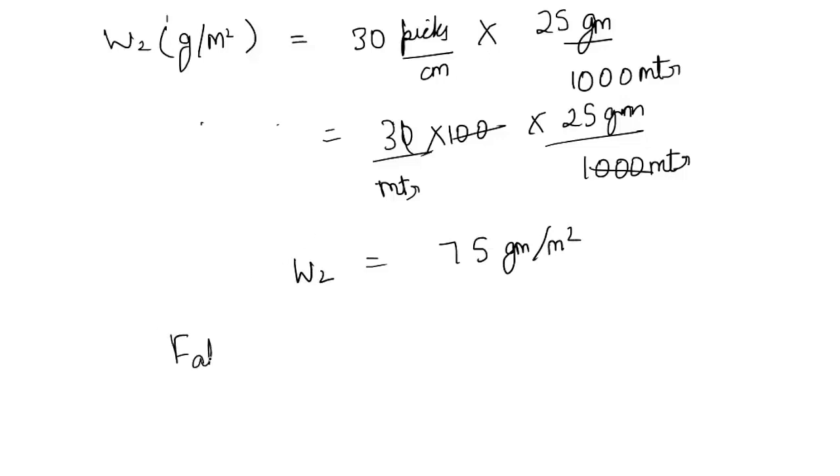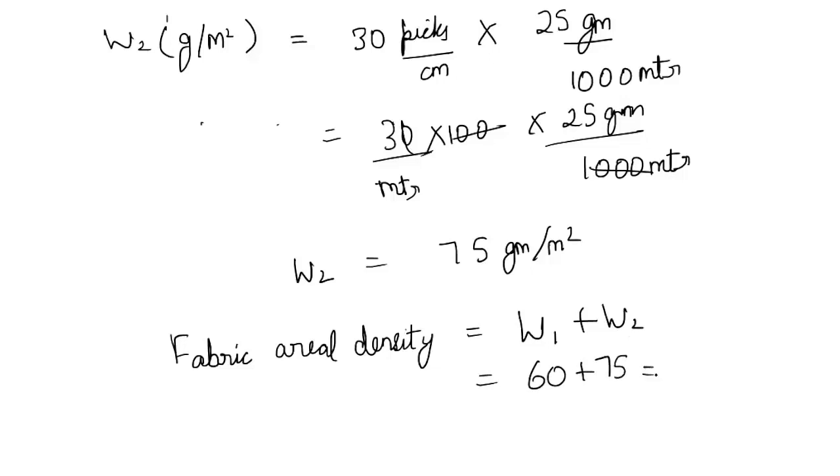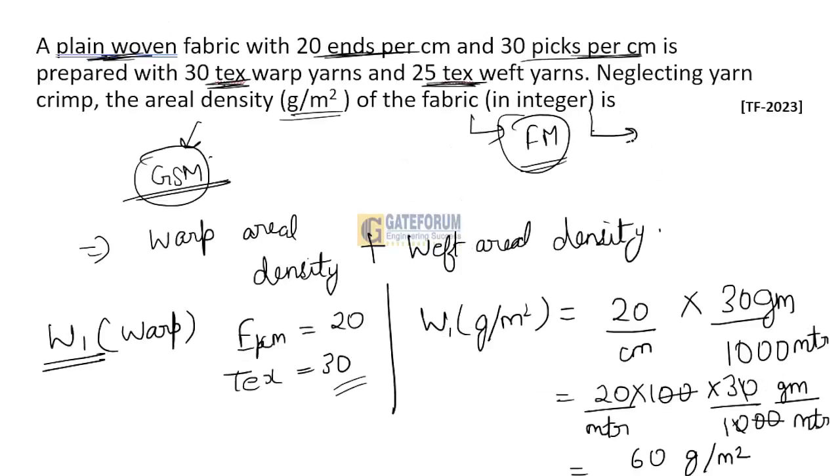And the fabric areal density, if I talk about, this is W1 plus W2, that is 60 plus 75 gram per meter square, it is 135 gram per meter square. This is the final answer that we need to calculate. So 135 is the answer. In integer we need to write it down, then we can say that it is 135. So this is the final answer.